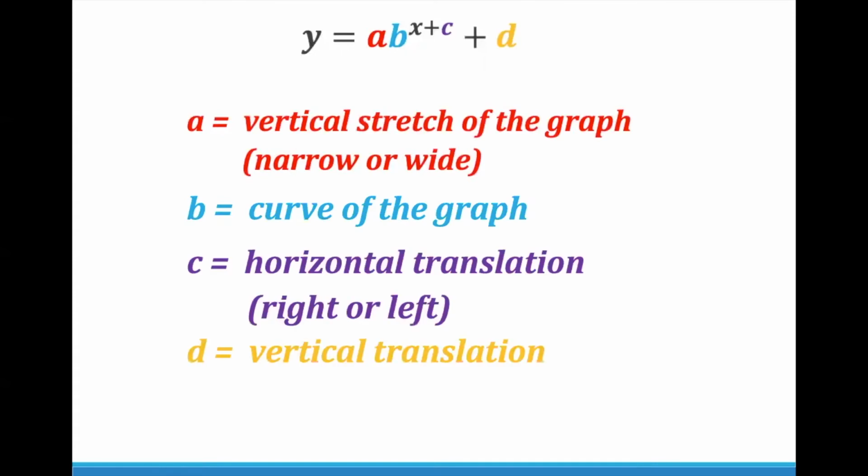As we summarize the translation of the graph, we have the following. The value of a, aside from giving you the reflection of the graph, is the vertical stretch of the graph. How narrow or wide is your graph? How about b? This is the curve of the graph. This determines if you have an increasing or decreasing graph. If b is greater than 1, it's increasing. If it is between 0 and 1, it's decreasing. c is the horizontal translation, again right or left, and d is the vertical translation, up or down.